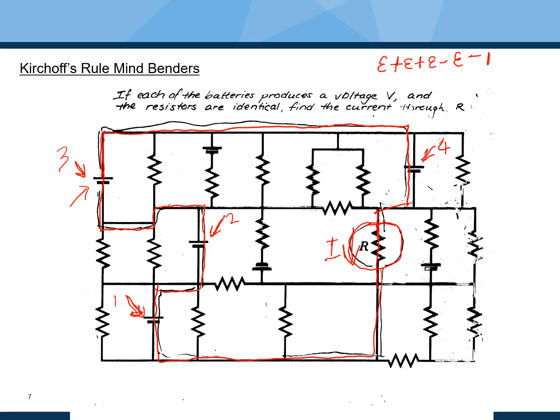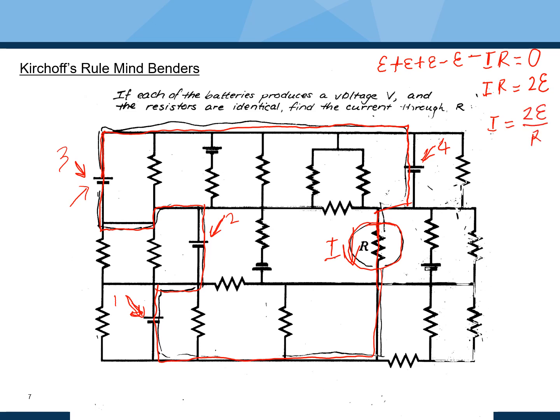So we have minus I times R, if we've chosen the current going downwards, and this is equal to 0. That immediately tells us that IR is equal to 2 times E, because we have 3 plus E's and 1 minus E, so that's 3 minus 1, which is 2. And so we have IR equal to 2E, and therefore I equal to 2E divided by R.